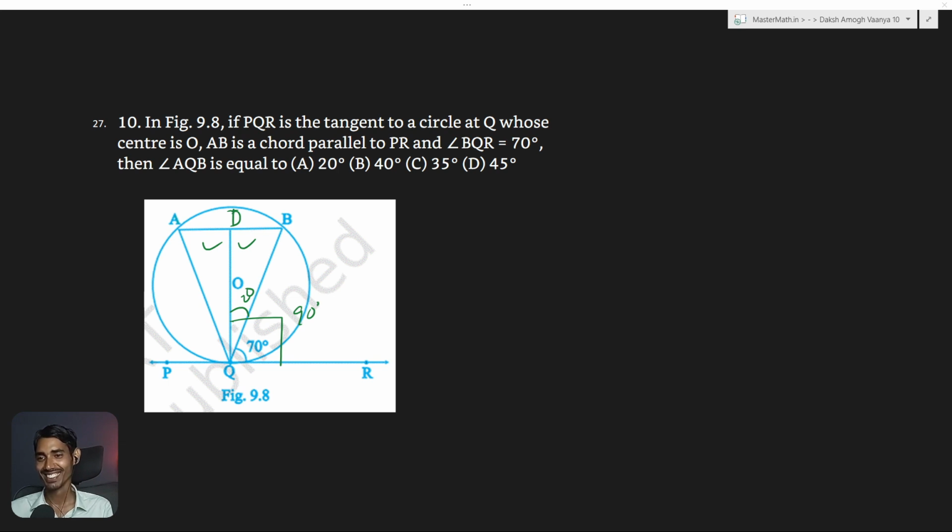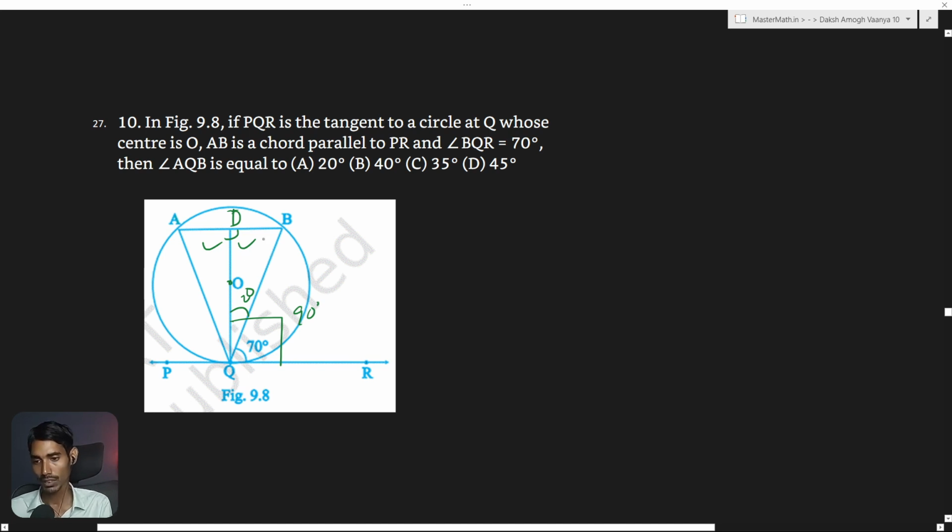Sir, can we use the angle sum property? For which triangle? We can, because QD is perpendicular on AB. Where is that given? That's not given, na? That was the problem Daksh was facing. If OD was perpendicular to the chord AB, then it would bisect it also. So how do we prove it is 90 degrees?